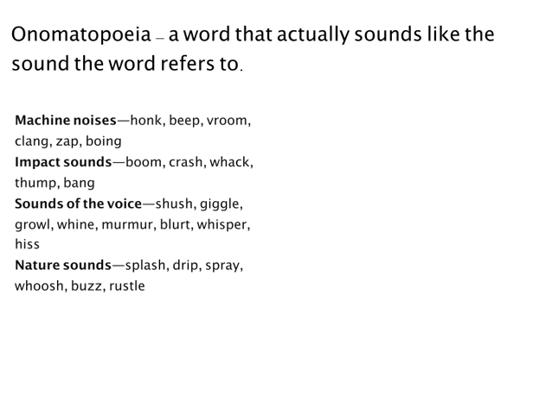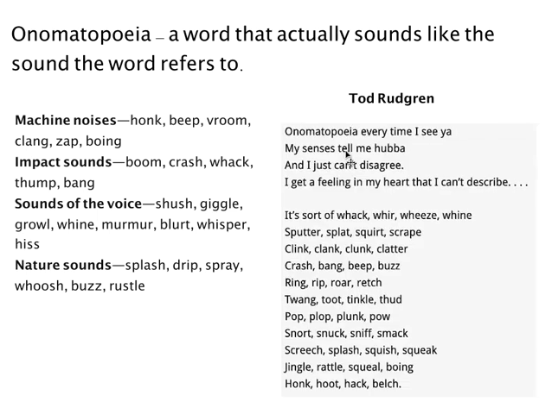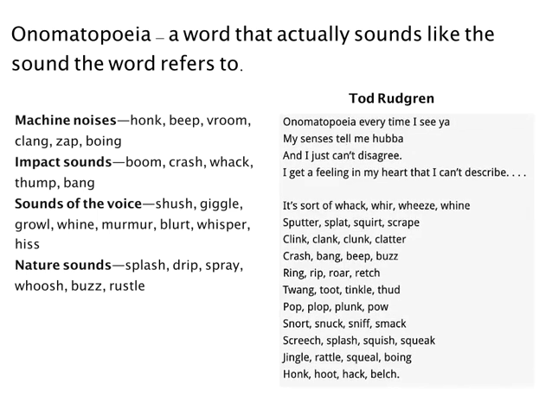So let's look at an example. This is from Todd Rundgren. He is a poet. He's not a Washington State poet, but he's a great poet. His poem is called Onomatopoeia. So let's listen to it.